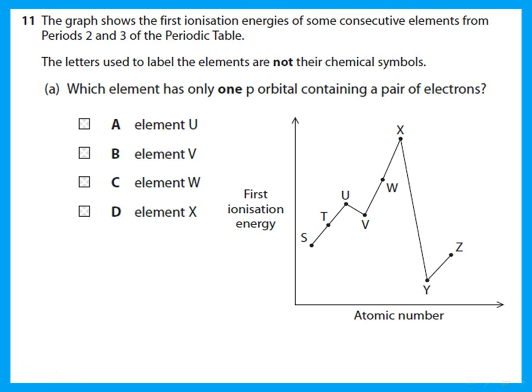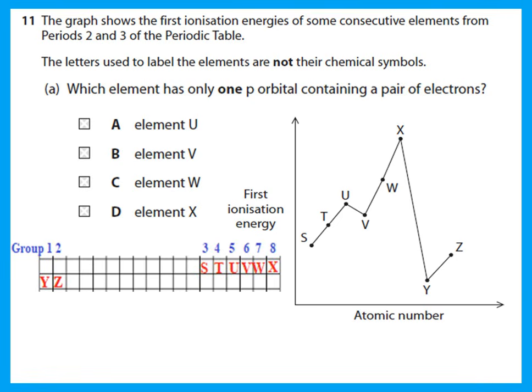The first ionization energies of some consecutive elements from periods 2 and 3 of the periodic table are shown. The letters used to label the elements are not their chemical symbols. And he's asking which element has only one p orbital containing a pair of electrons. Well, you should remember when you look at this kind of graph for the first ionization energy, the one that has the highest first ionization energy is the one in group 8 or group 0.